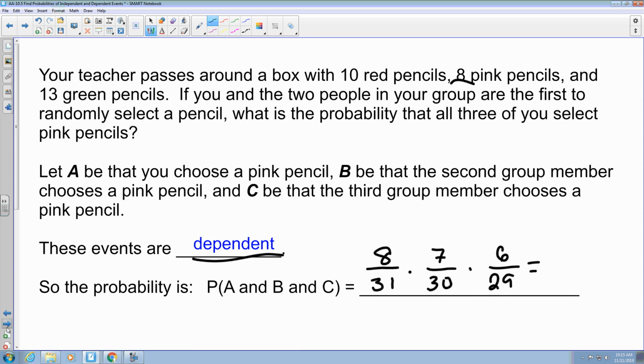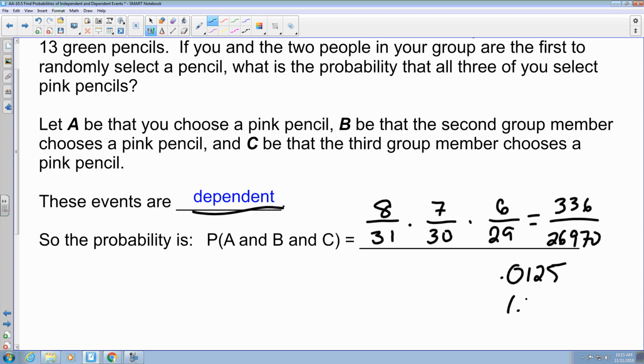So it's going to be 8 times 7 times 6, which is 336, divided by 31 times 30 times 29, which is 26,970. Place that as a decimal, it's about 0.0125, or about a 1.25% chance of this occurring.